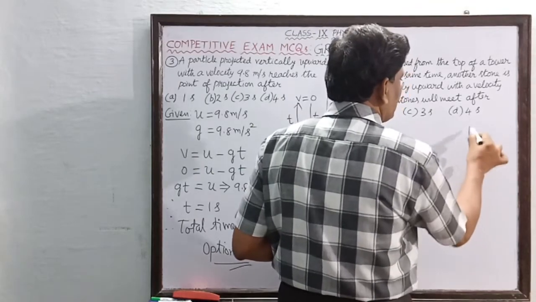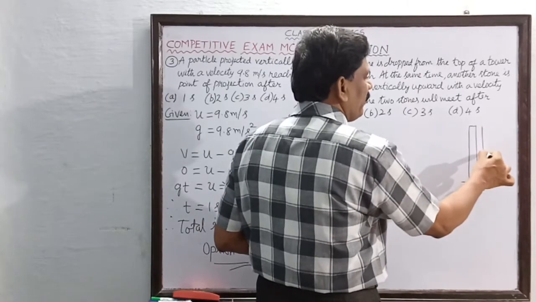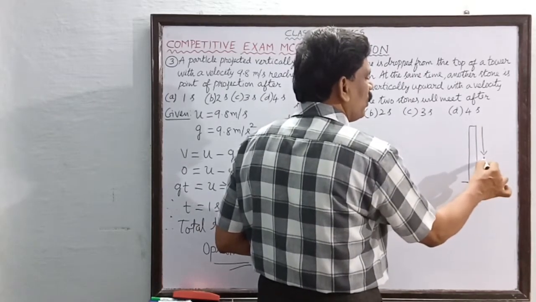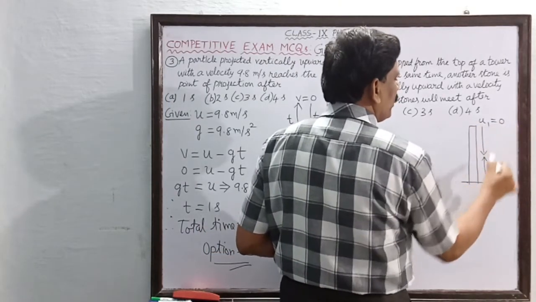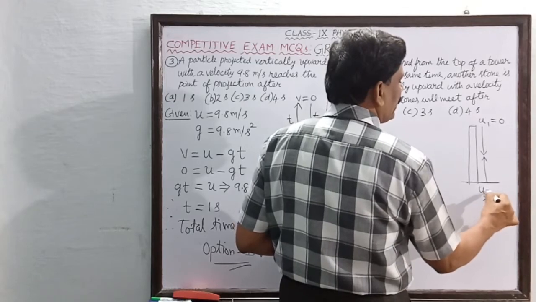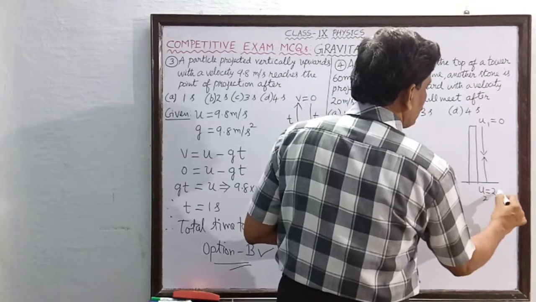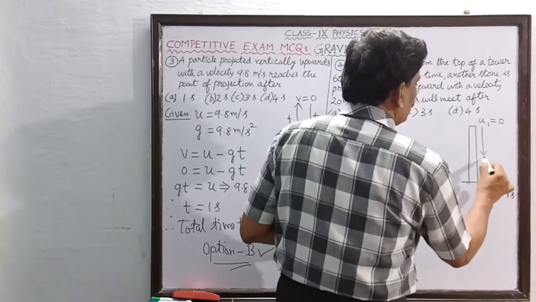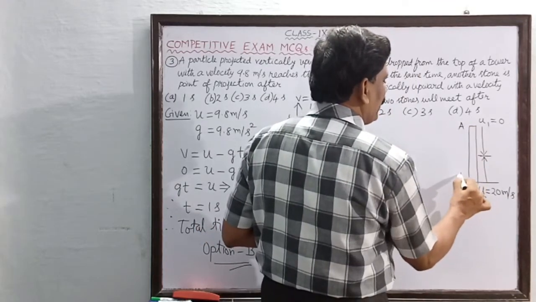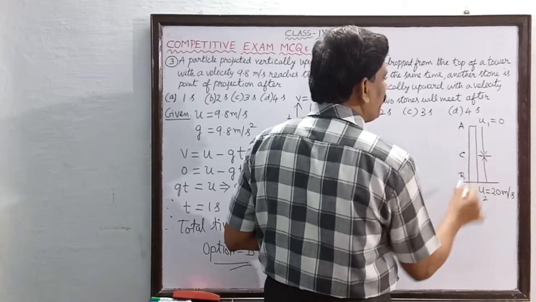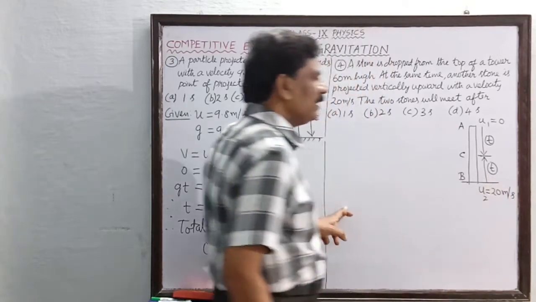Suppose this is a tower on the ground surface. One stone is falling in the downward direction, another stone is thrown in the upward direction. So the falling stone's initial velocity is equal to 0, and the stone which is thrown up has initial velocity given as 20 meters per second. So they are meeting at some point. Okay, so A is the top of the tower, B is the ground surface, C is the meeting point. So the time taken T will be the same here also.